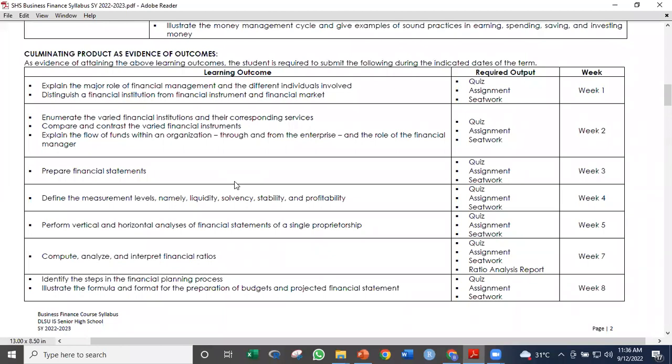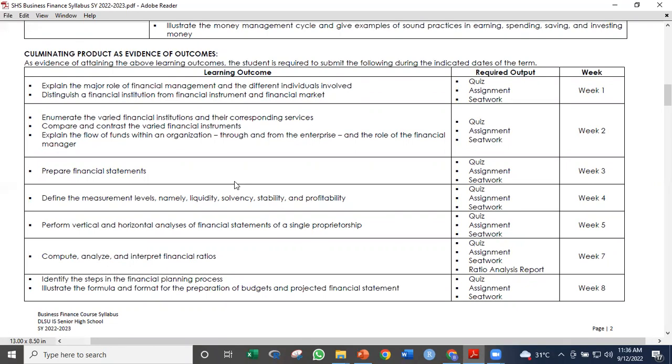So the question is, do you have enough cash in order to buy the next batch of raw materials? That's a very important question. That's answered by liquidity, solvency, stability, profitability, and we're going to include the activity ratios. This is one of the most important topics as far as business finance is concerned.